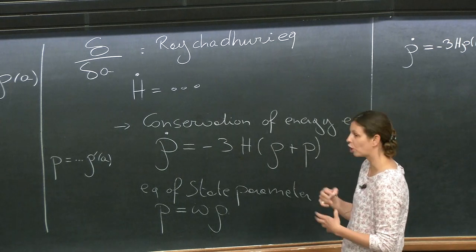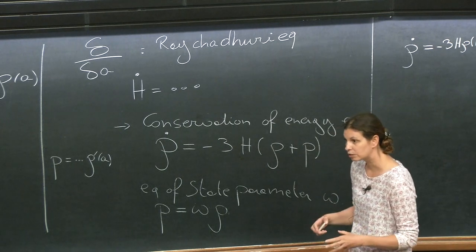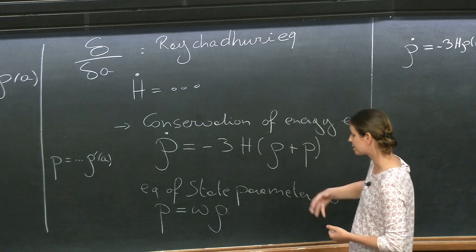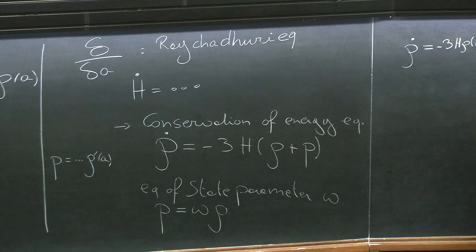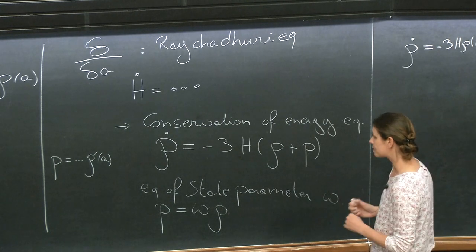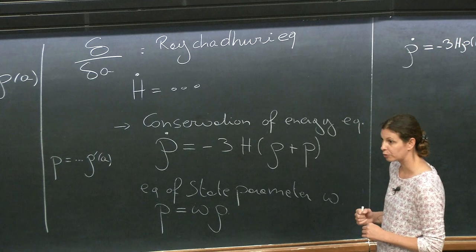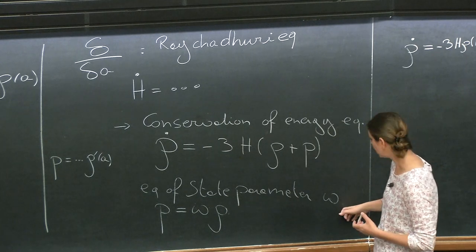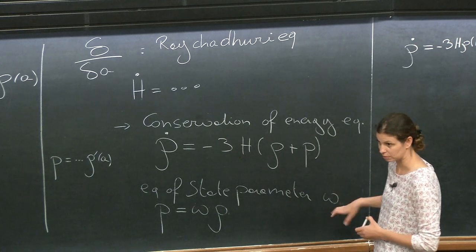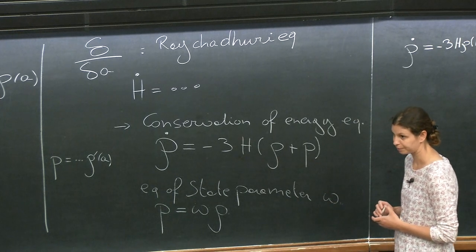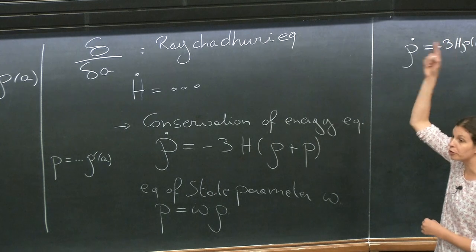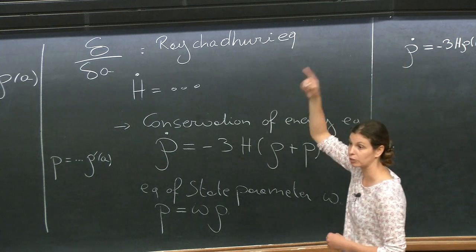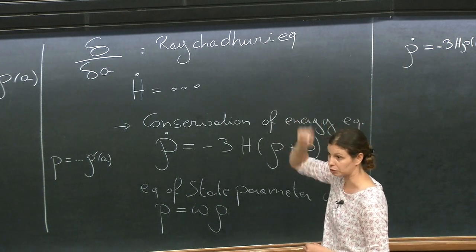Stating that dust or radiation behaves as a perfect fluid with a constant equation of state is a very good assumption. Deciding that dark energy is a fluid which behaves with a constant equation of state parameter is not necessarily a very good assumption. And as we will see, the w for dark energy may not necessarily be a constant equal to minus 1.